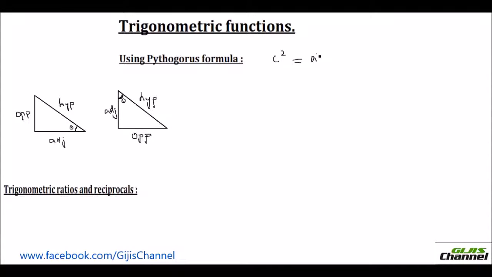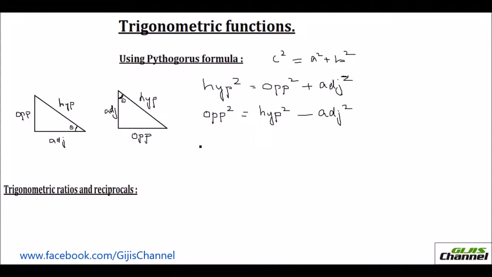So I am using the same concept here. My hypotenuse square would be opposite square plus adjacent square. From this you can also derive your opposite side. So opposite square will be equal to hypotenuse square minus the adjacent square, and for finding the adjacent side you use adjacent square equals hypotenuse square minus the opposite square. So you can use these formulas to find one of the sides if they have asked, when the other two sides are given.